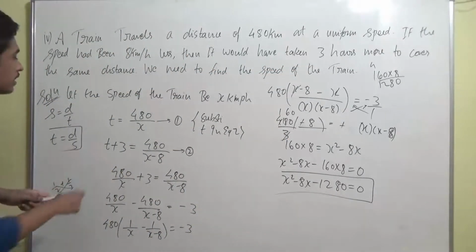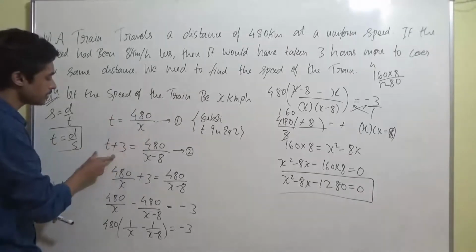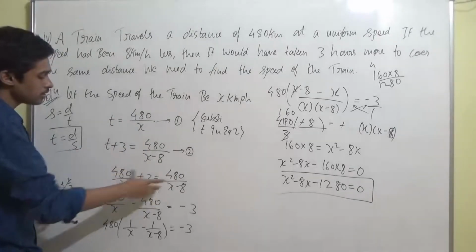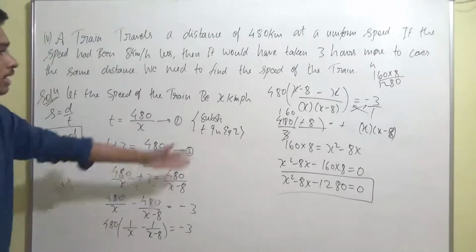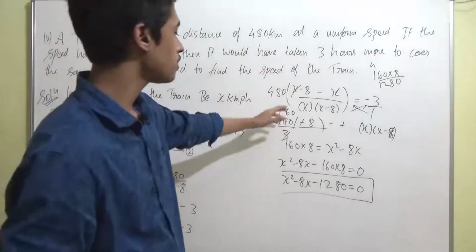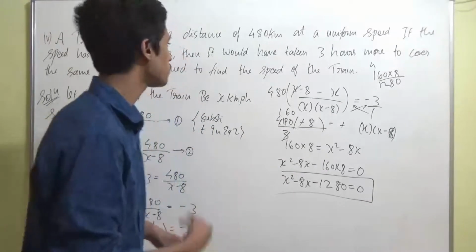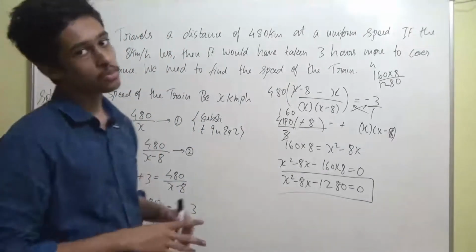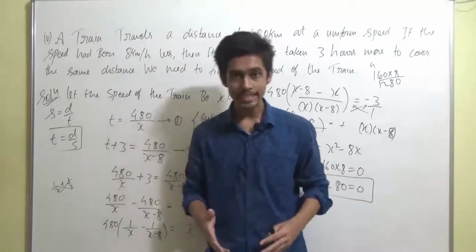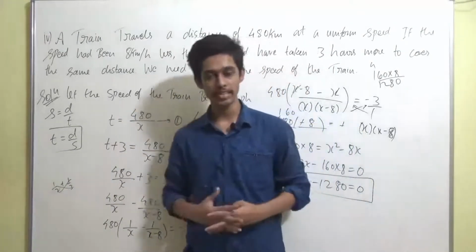Then this value of t we substituted in place of t, and then we did the simplification, taking LCM, cross multiplying, and then finally finding the equation. That's it guys. This was your fourth sub question of the second question of exercise 4.1. So with this guys, exercise 4.1 is over, right?